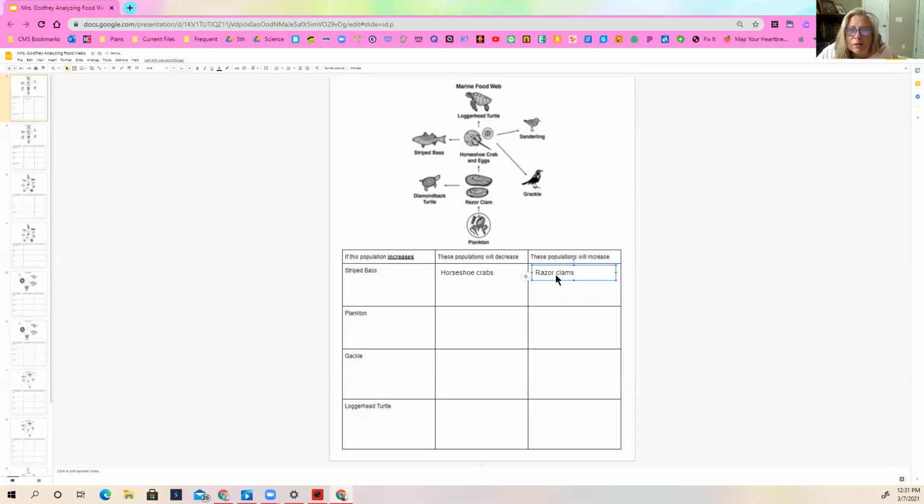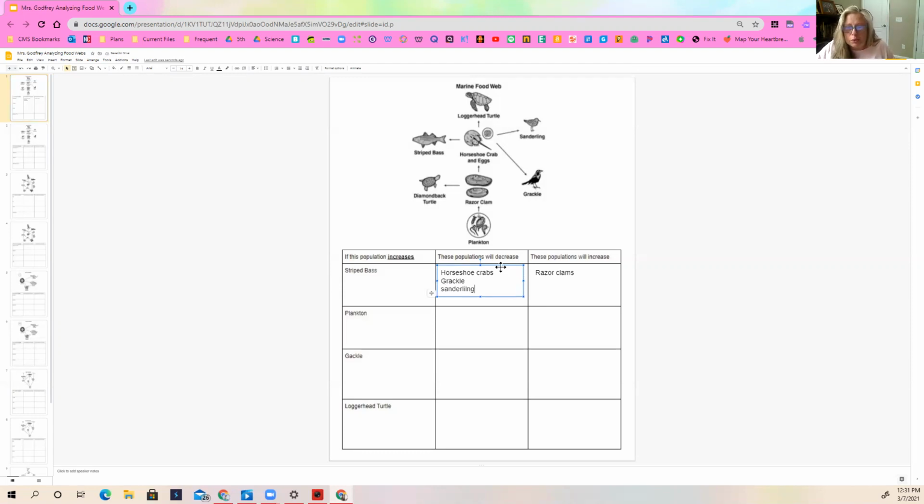Now, is there anything else that would increase because of this? All right. No, except the other things that might decrease, if there's too many striped bass, do you see that right there? Then that means that sanderling and grackle, they're the eaters of the horseshoe crabs too. So honestly, the sanderling and grackle populations could go down too. So I'm going to put grackle decrease and sanderling decrease.